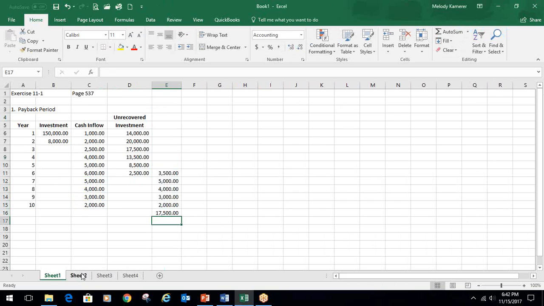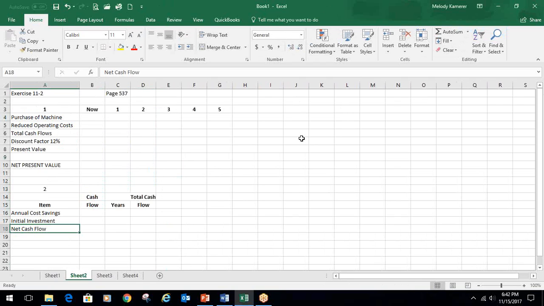Okay, for our second problem, we're looking at exercise 11-2. Now 11-2 is looking at present value. The first exercise did not consider the time value of money. What does that mean? Well, if you have $1 today, is it equal to $1 you might have 5 years in the future? And the answer is the dollar today is actually worth more than the dollar you might get 5 years in the future.